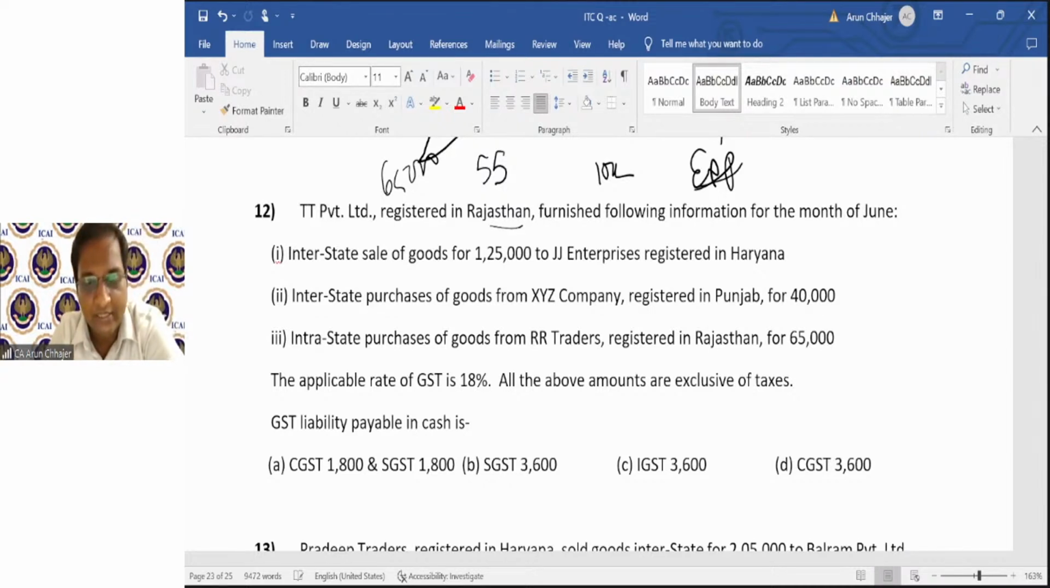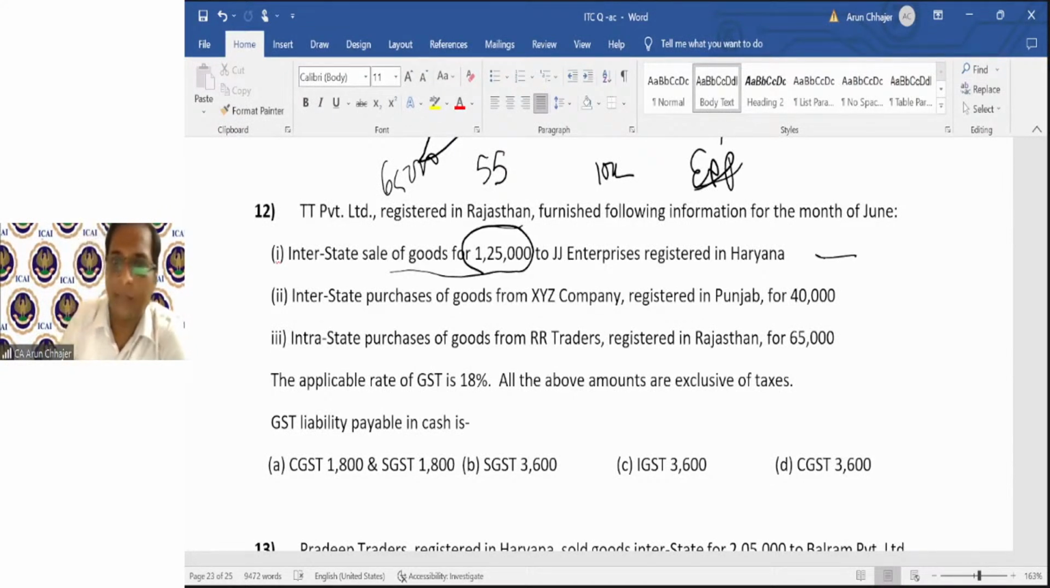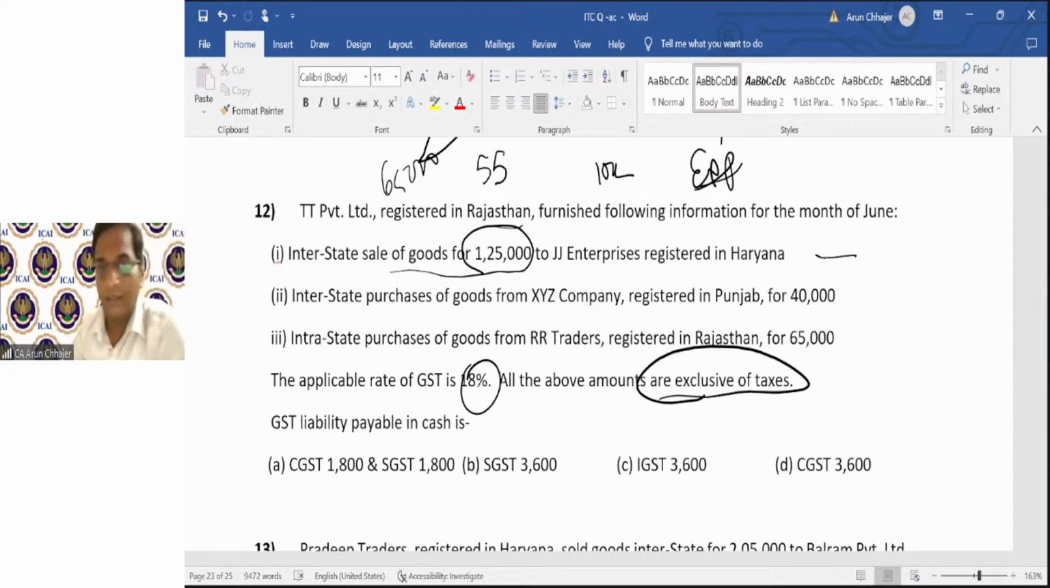The TT Private Limited is registered in Rajasthan. Interstate sale 1,25,000 to JJ Enterprises in Haryana. So it will be the IGST. Rate of the taxes is 18%. All of the above are exclusive tax. So you will also calculate, I will also calculate. It would be IGST. So 1,25,000. It would be IGST, right? So 22,500. एक काम करते हैं ना, एक एक्सेल ओपन करते हैं.